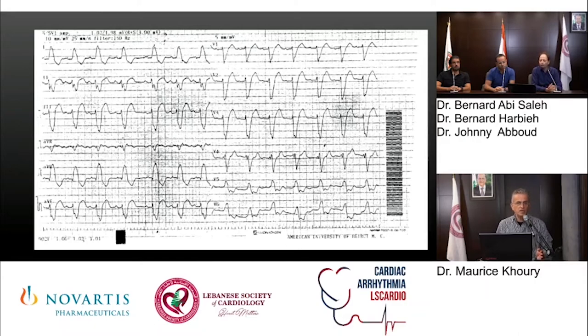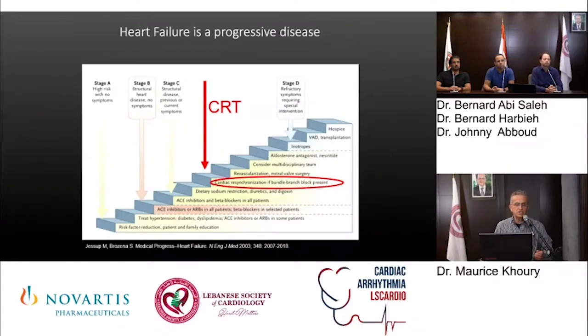So whenever you are looking at this patient, you have to see where he stands in the heart failure progression. If you look carefully, you see that this patient went through several stages of the heart failure progressive disease. He went from stage A with the high risk with no symptoms to structural to stage C. But there is one important point where he reached the left bundle branch block. And you know, in the treatment of progressive heart disease, when you see the left bundle branch block, this is where cardiac resynchronization therapy will play a big role.